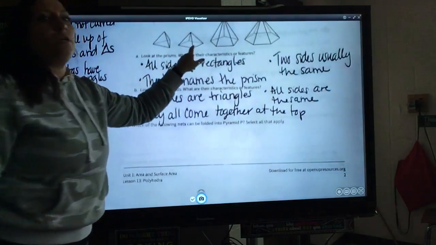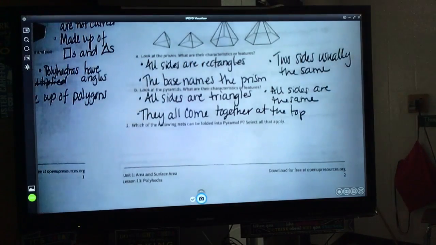Well, what about this one? What do you think we'd call that next one? Based off of the shape of the base. Cubic pyramid? Nope. Square. Square pyramid. Yep. All right, what about the next one?